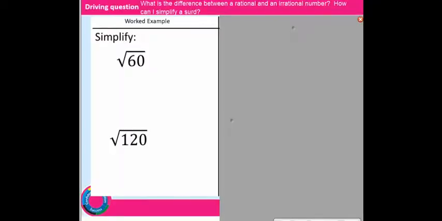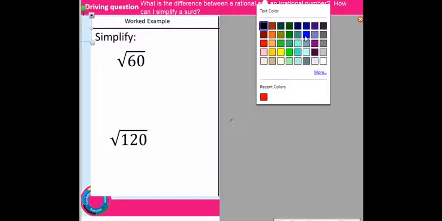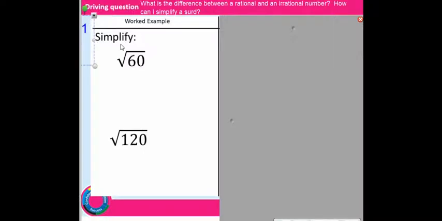Now we're going to have a look at simplifying surds. Now, in order to do this, we really need to be confident in our square numbers. So for now, I'm going to write them down the side of the page, our square numbers. But of course, by this time, you really need to know them off by heart. Hopefully, you're saying these already. Hopefully, you already know them.